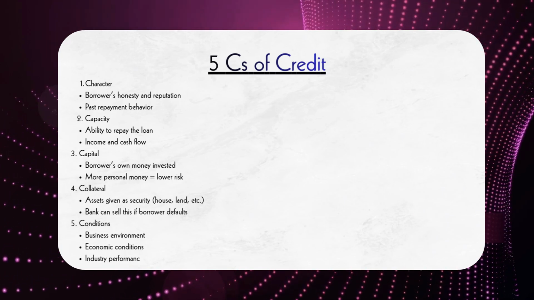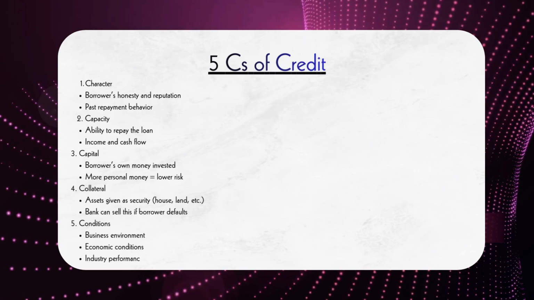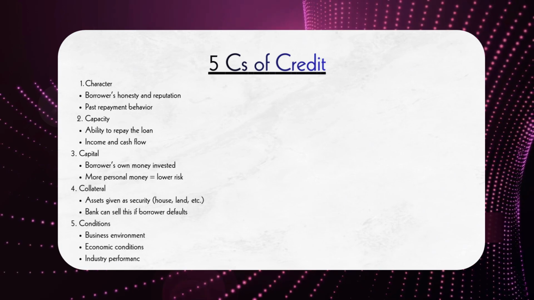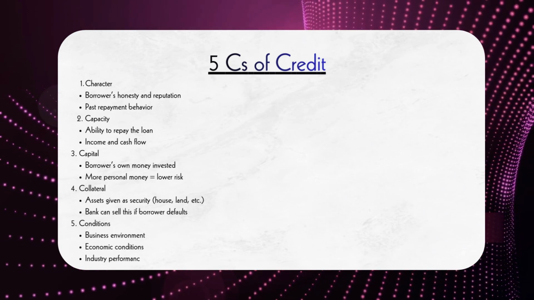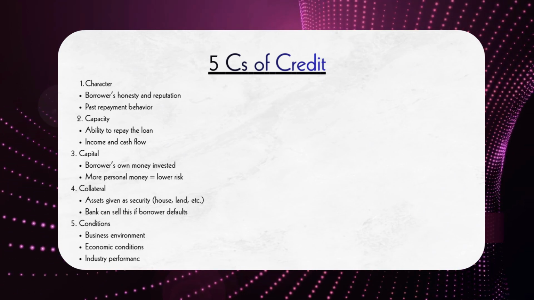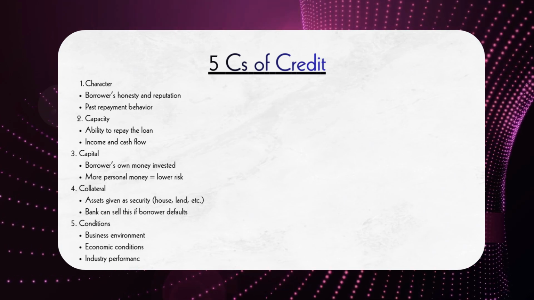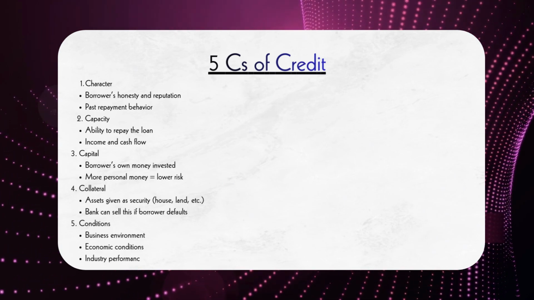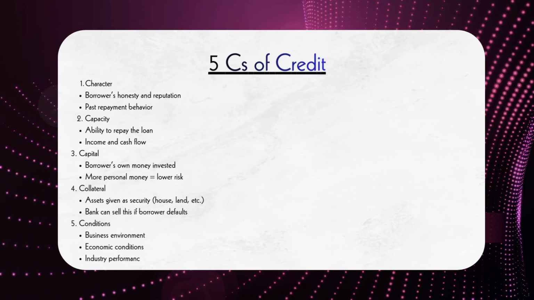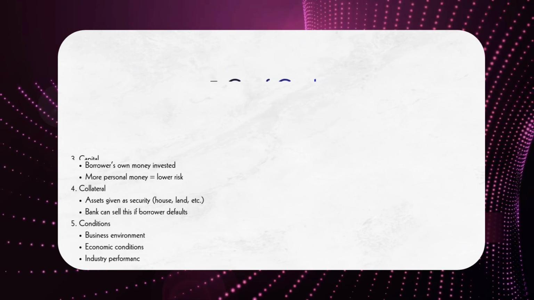The second C is capacity, which checks whether the borrower has enough income or cash flow to repay the loan. The third C is capital, which means how much of the borrower's own money is invested in the business. The fourth C is collateral, which refers to assets given as security to the bank. The fifth C is conditions, which examines the overall economic environment and industry situation.